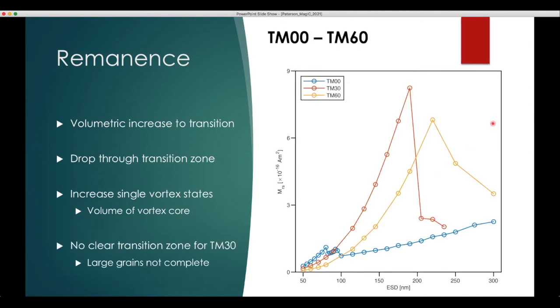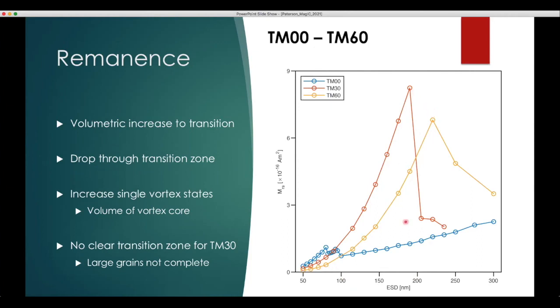And if we look at the changes with titanomagnetite 30 and TM60, we see a very strong volumetric increase. TM30 is shown in orange here. We see this very strong volumetric increase up to about 170 nanometers or so, but we don't actually see a clear sign of the transition zone. For TM30, our transition zone is actually very large, on the order of about 100 to 200 nanometers. So we see predominantly uniformly magnetized grains. In their remanent state, they're uniformly magnetized, and so we don't really see any sign of the transition zone within the remanence values.